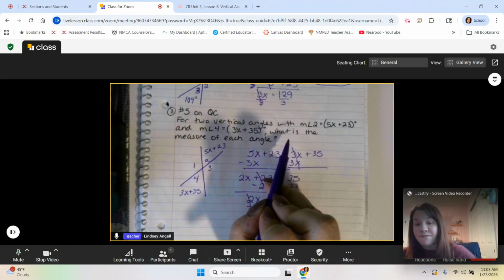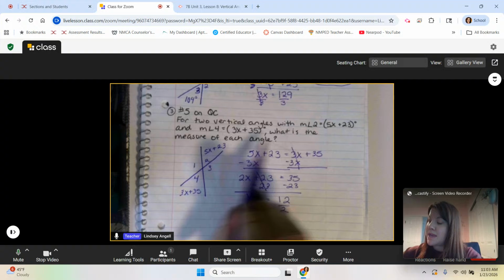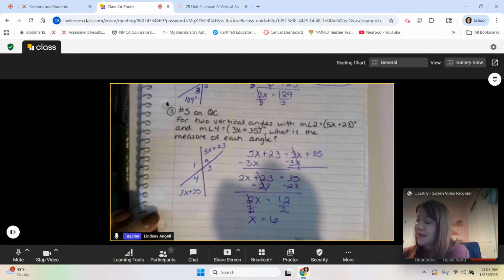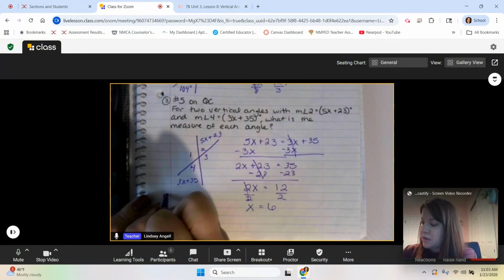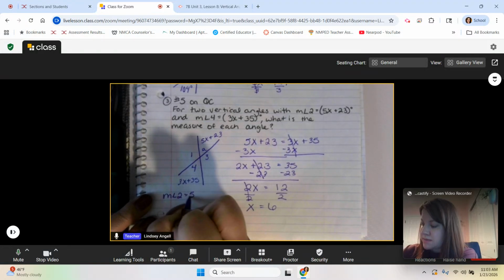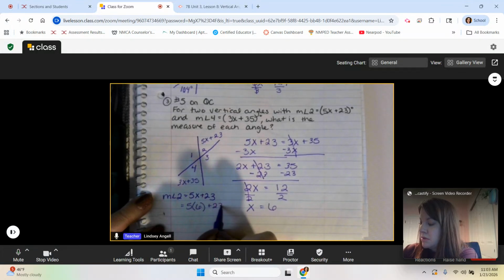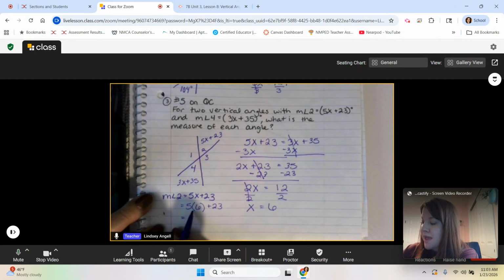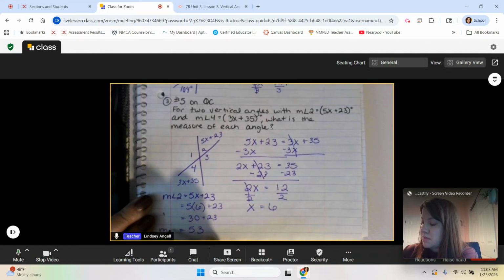So the final question though, and I kind of used a lot of my room, is what is the measure of each angle? Well, now we need to take x and put it back. The measure of angle 2 equals 5x plus 23. Well, if x is equal to 6, we can say 5 times 6 plus 23. 5 times 6 is 30 plus 23. That gives me 53. So the measure of angle 2 is 53 degrees.